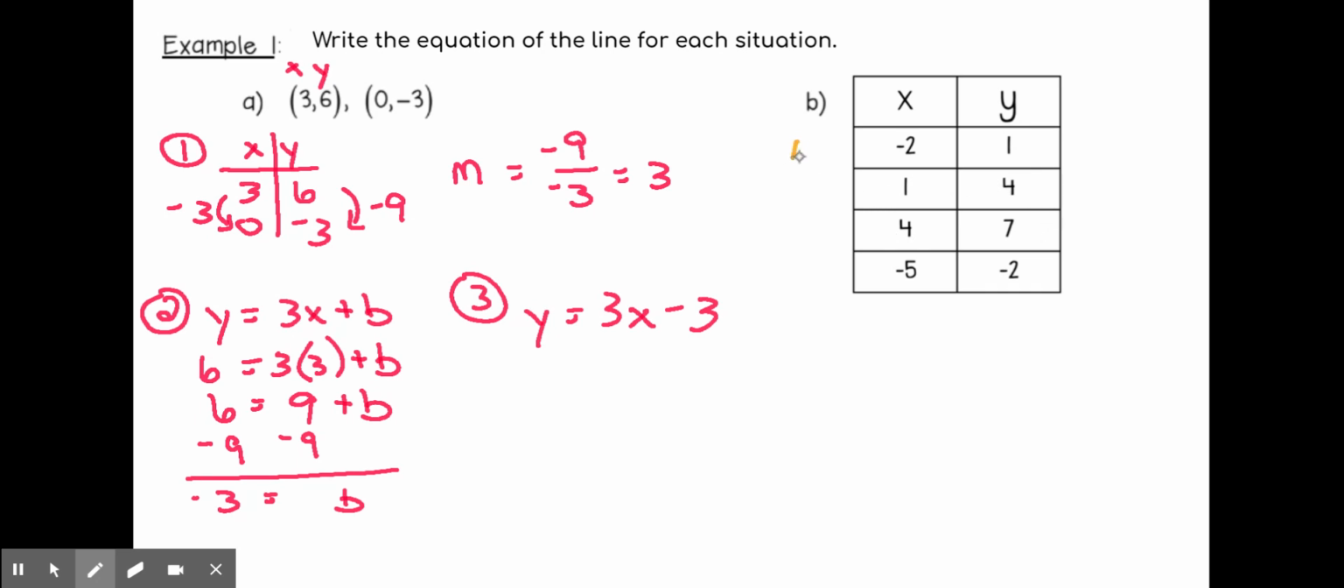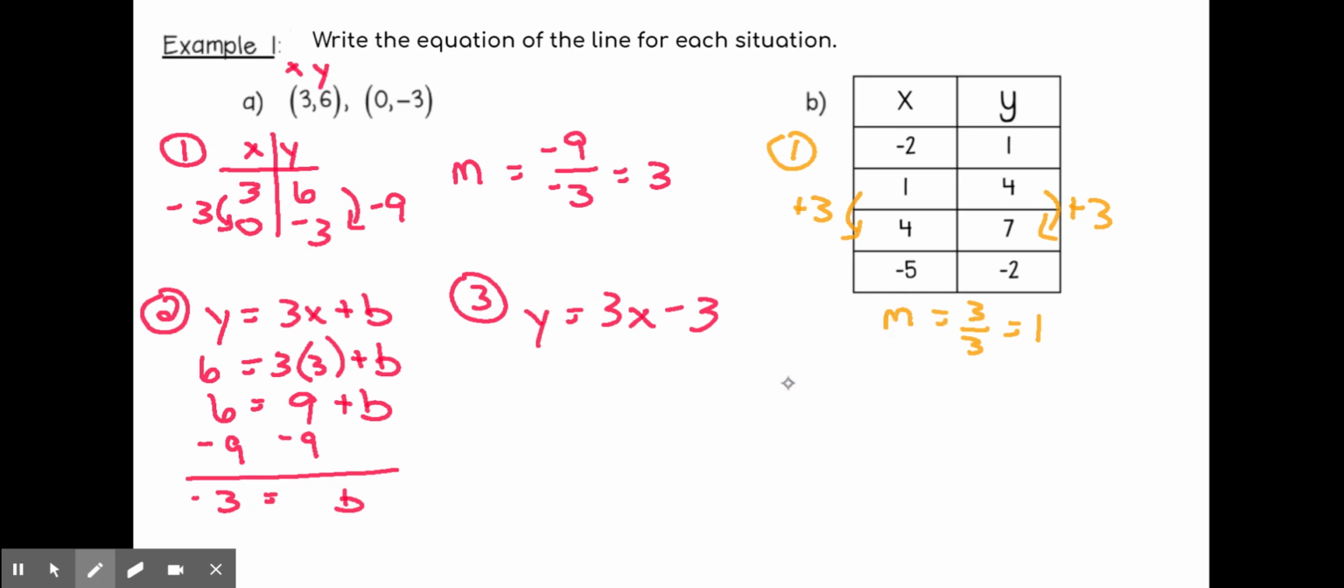So step one, to find the slope of this line: from 4 to 7, I add 3. From 1 to 4, I add 3. So my change in y over my change in x is going to be 3 over 3, which is 1. So my slope is 1, right?